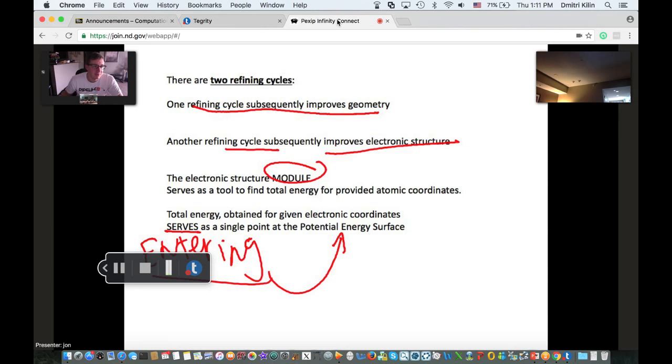So your email, sorry, I just saw your email, was asking if the dipole reads the WAVECAR. Yes. Are there any other questions?